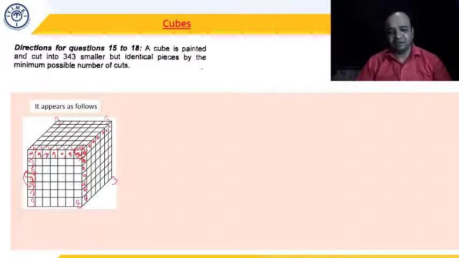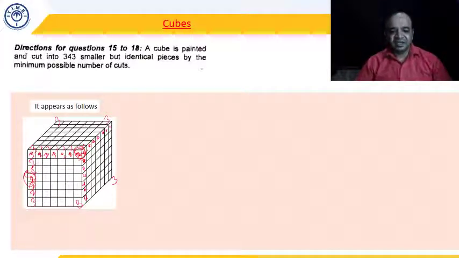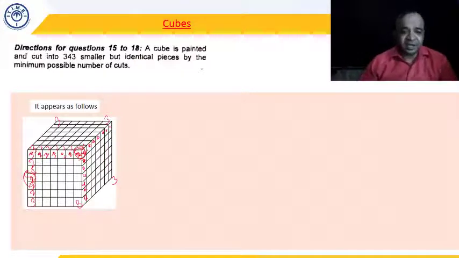Total number of edges we have, how many? 12. We have already seen. So the total number of pieces with 2 painted faces will be 12 into 7 minus 2, that is 5. So 12 into 5 gives us 60 pieces. So 7 minus 2, 5 pieces along each of the edges, and total number of edges we have is 12. So total number of pieces with two faces painted will be 12 into 5, which is equal to 60 pieces. I hope this is clear.